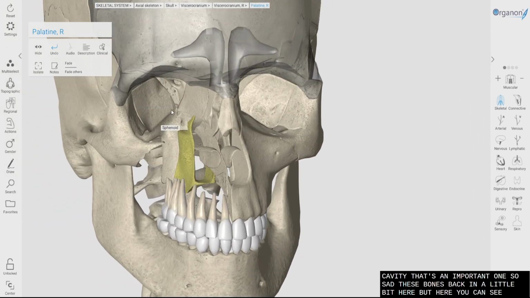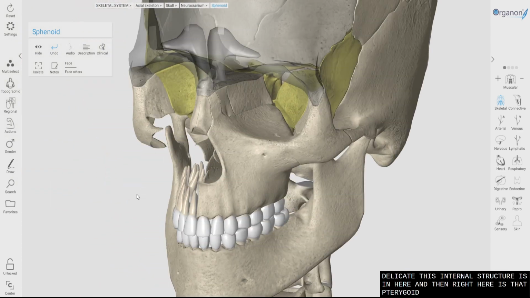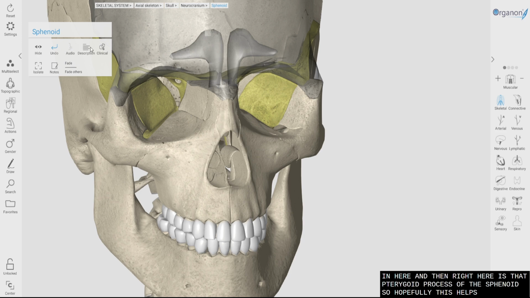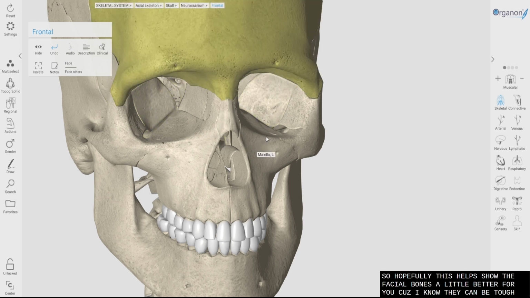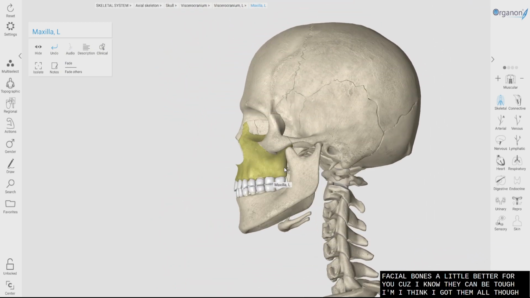But here you can see how delicate this internal structure is in here. And then right here is that pterygoid process of the sphenoid. So hopefully this helps show the facial bones a little better for you, because I know they can be tough. I think I got them all though. So now we'll move down here.